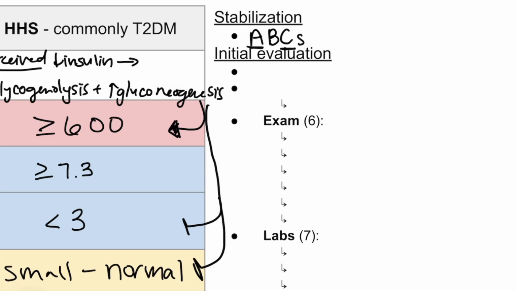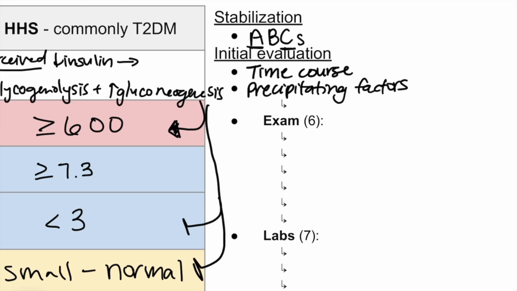You'll then want to ask a few questions and collect a history. Some important things to ask about would be that time course, as well as about precipitating factors, namely causes for infection.